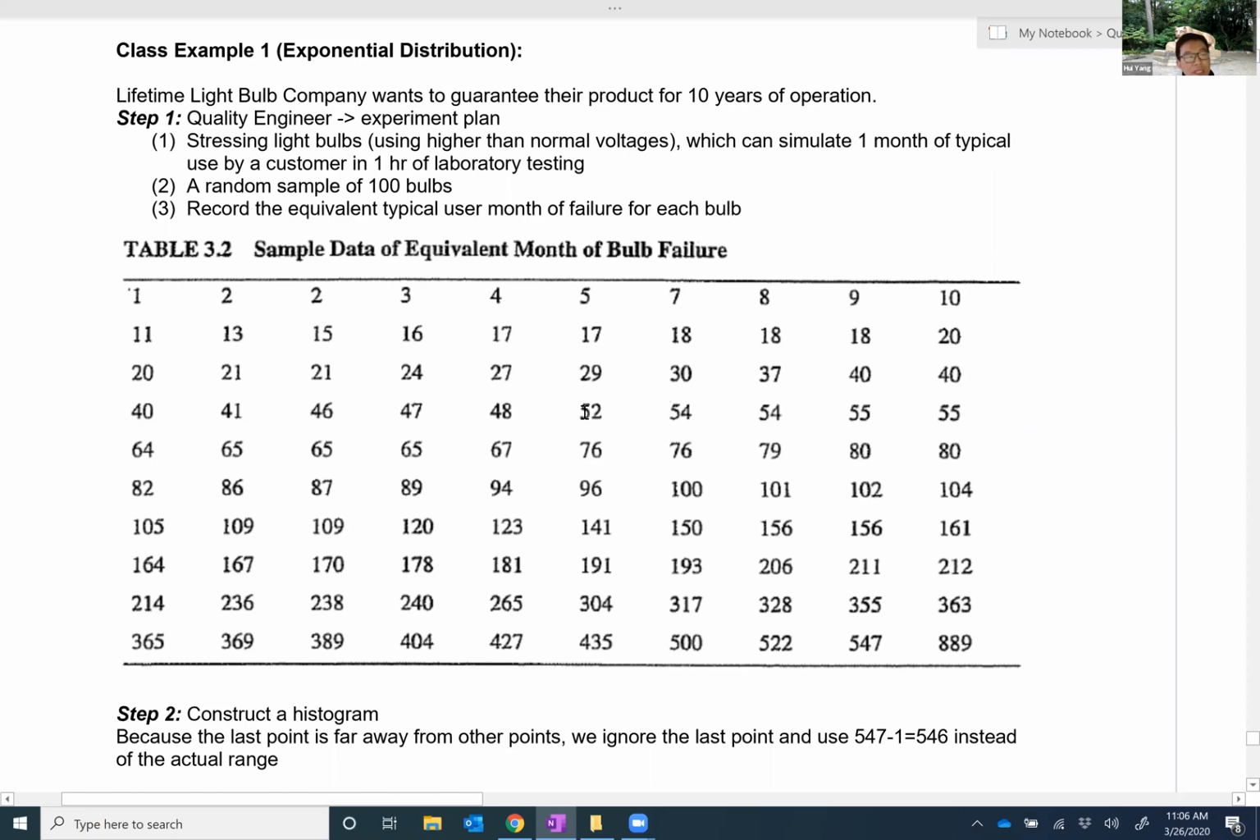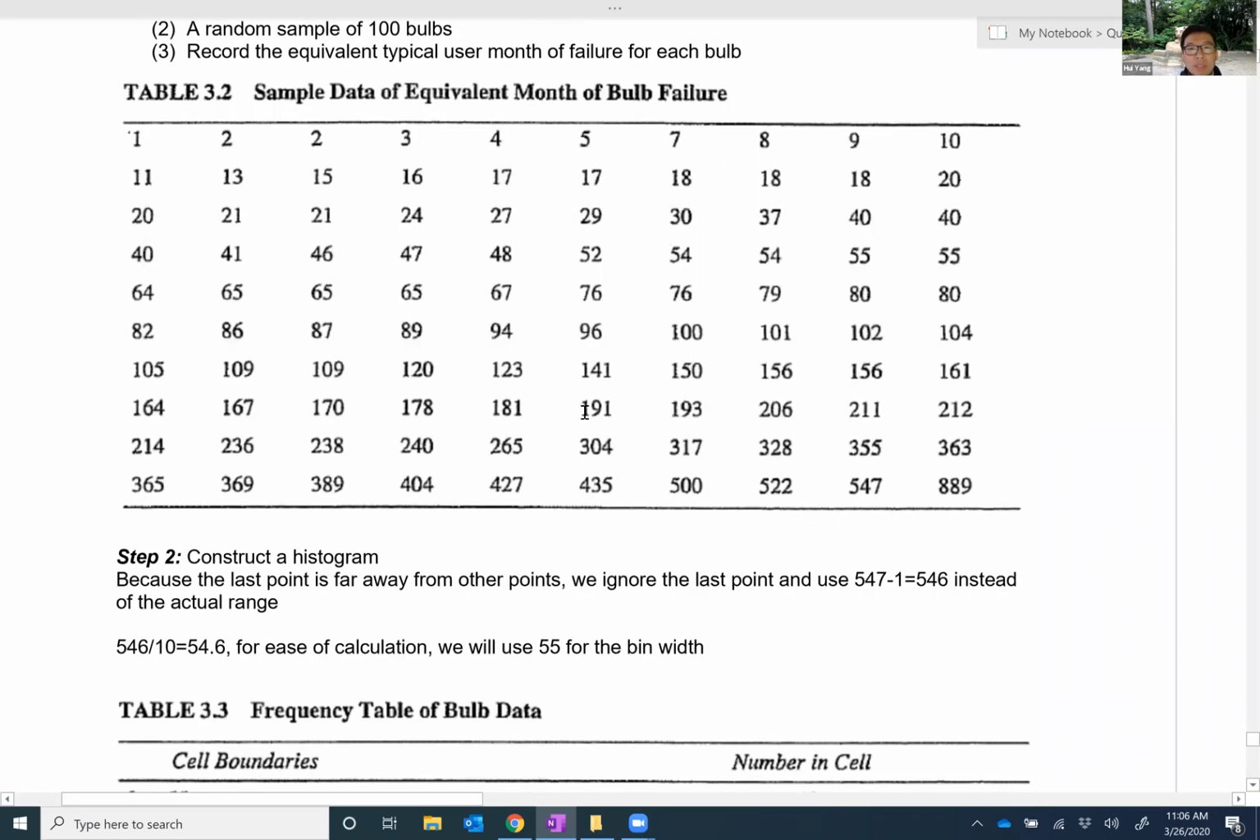So after we got this data, the first step is to construct a histogram. Let's construct a histogram. Before we construct the histogram, please note, because of the last data point, this one, let me change it to a different color.